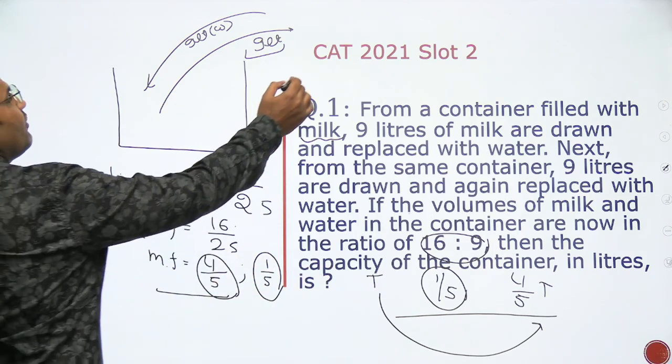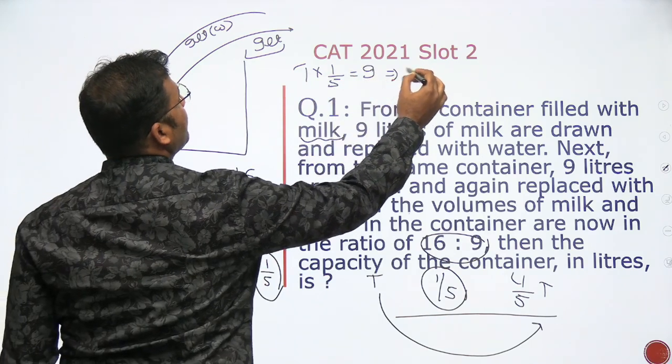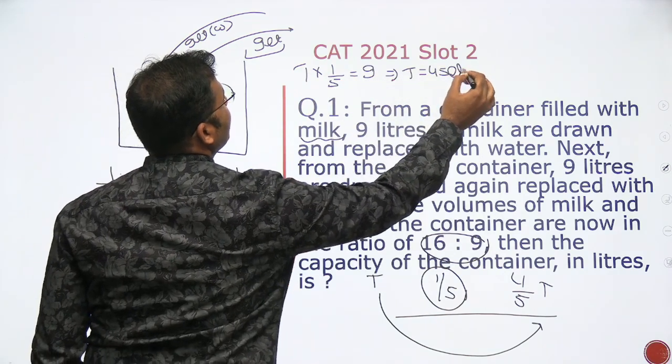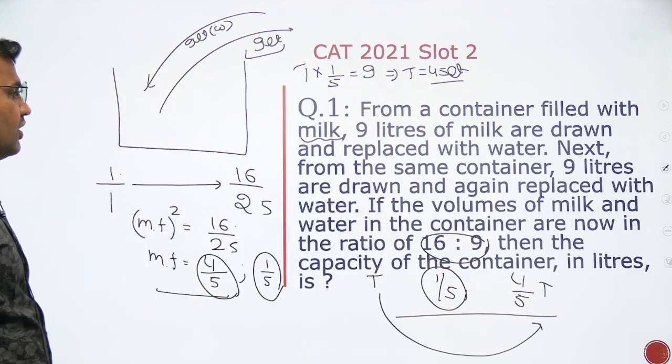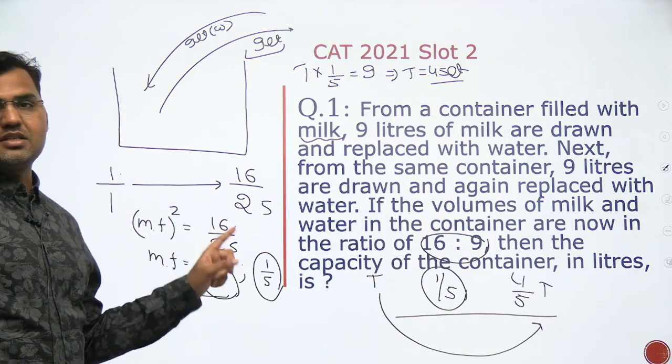So total ka 1/5 is equal to 9 liter aya. So can I say total will be equal to 45 liter? And that's the correct answer of the question. You don't need any equation to answer this. This is a very simple and easy question.